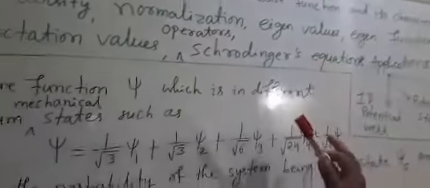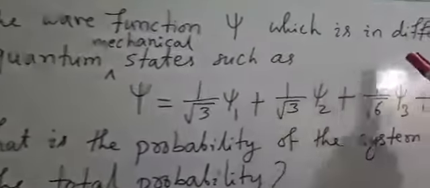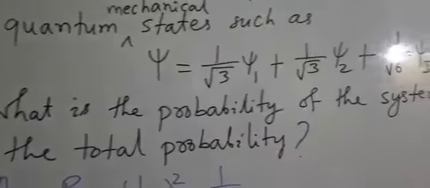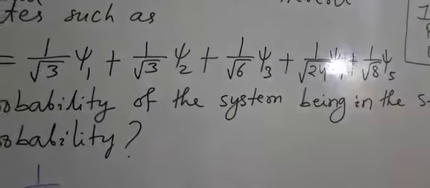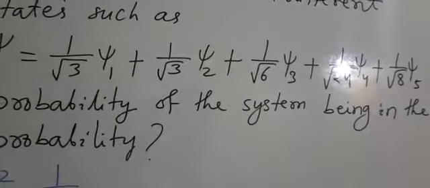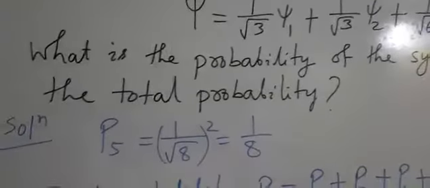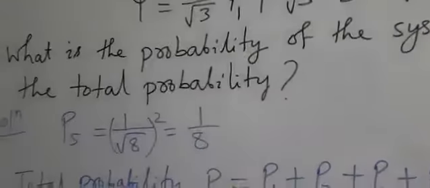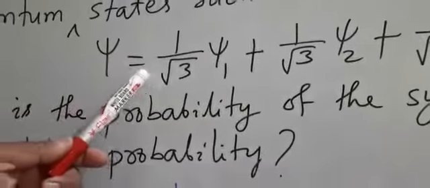Today we focus only on problems. First problem: the wave function psi, in different quantum mechanical states, is psi equals 1 by root 3 psi 1, plus 1 by root 3 psi 2, plus 1 by root 6 psi 3, plus 1 by root 24 psi 4, plus 1 by root 8 psi 5. The question is, what is the probability of the system being in the state psi 5, and what is the total probability?